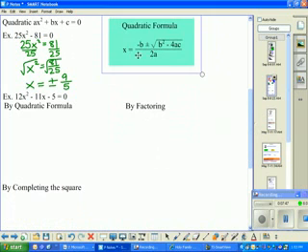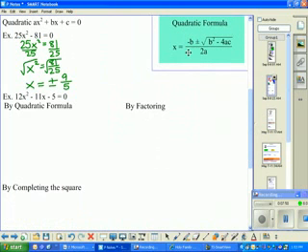I can also use the quadratic formula, which you might call, and you can look it up online. You can do it to the tune of Pop Goes the Weasel.